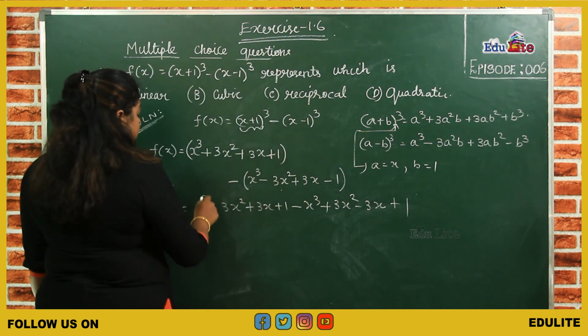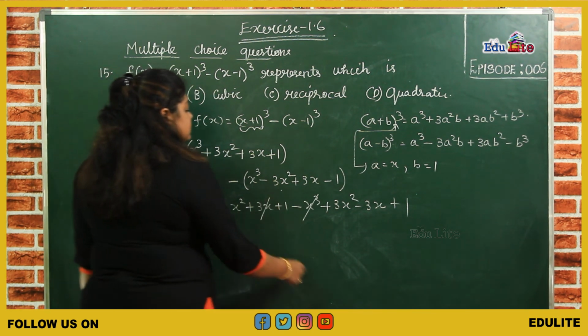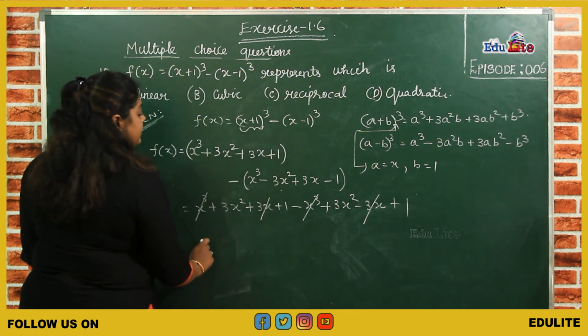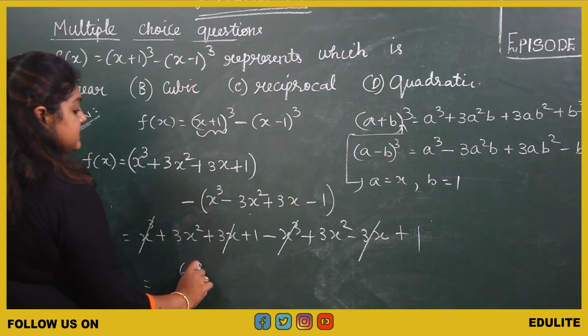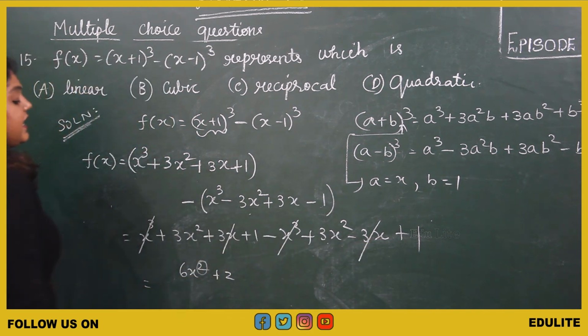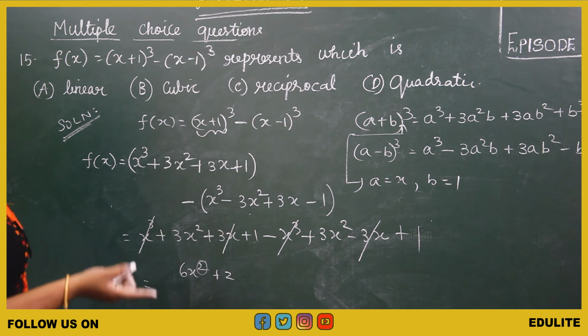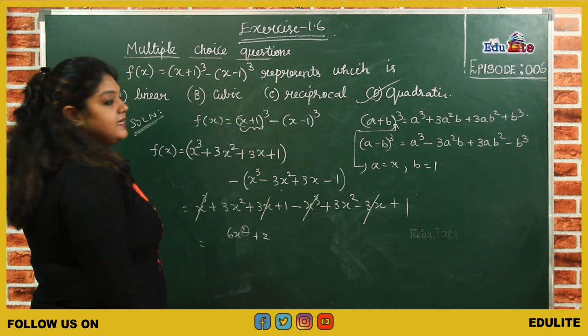So minus x cube plus x cube will get cancelled. Plus 3x minus 3x will get cancelled. What remains is 3x squared plus 3x squared, which is 6x squared, and 1 plus 1 is 2. So it starts with the power of x as 2. It is a quadratic equation. Option D is the right answer.